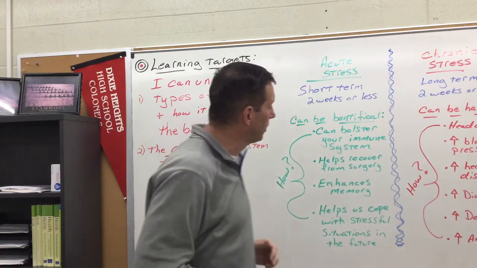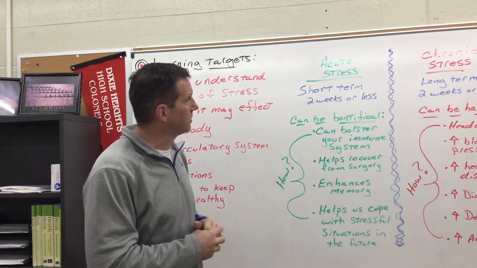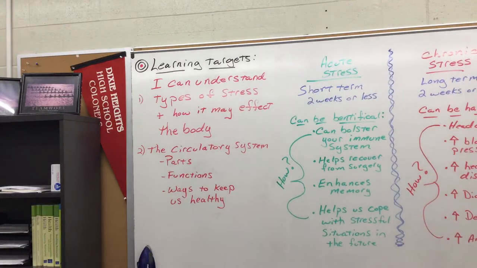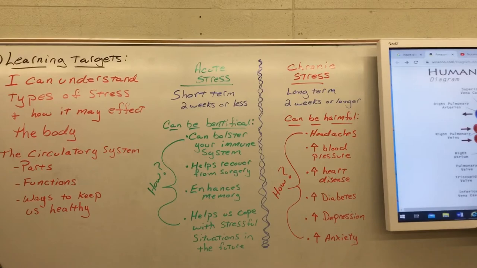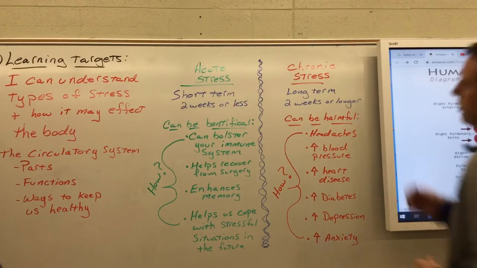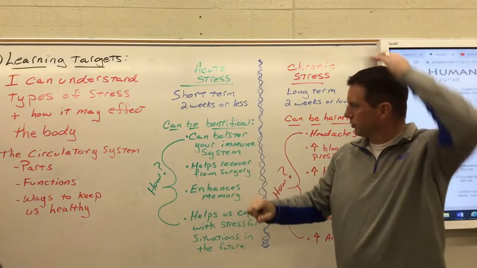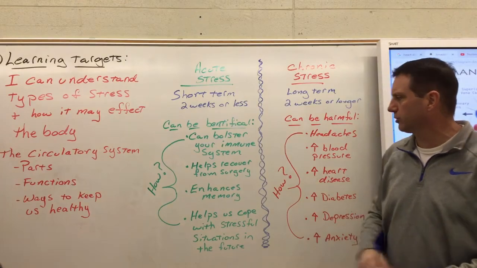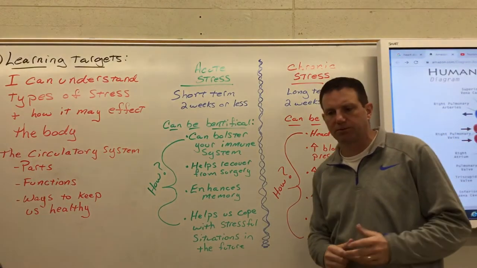So I'm going to move over here to my right, and we're going to be able to identify two types of stress, acute and chronic. So let me make sure that I got the screen correct. There's acute and there's chronic. Acute stress is short term, less than 2 weeks. And this can be beneficial to our body as it bolsters our immune system, helps us recover from surgery, enhances memory, as well as helps us cope with certain types of situations.